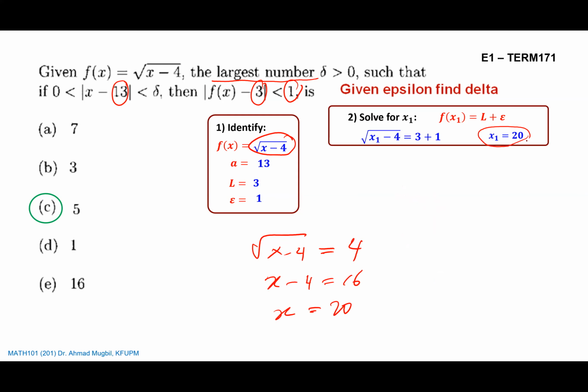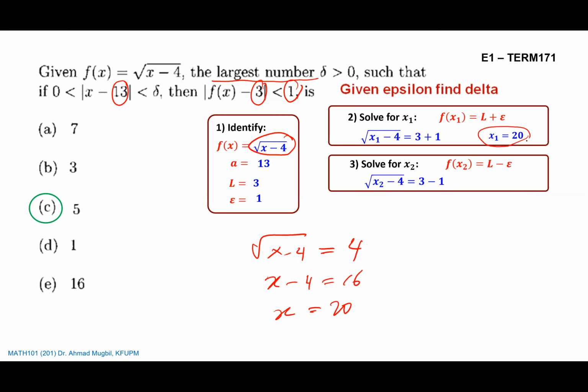Do the same with L minus epsilon. You have another value. Now your A, where is A? A, here it is. It should be between them. It is between them, between 8 and 20. So if you want your function to be between 4 and 2, your x must be between 8 and 20.